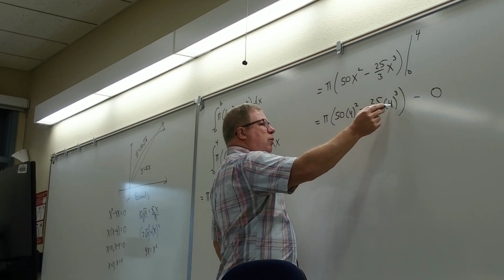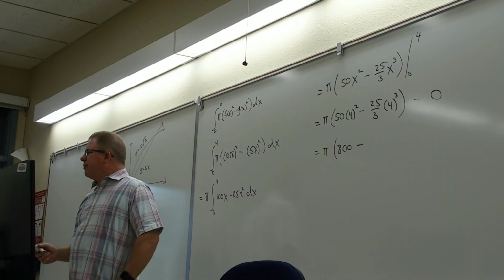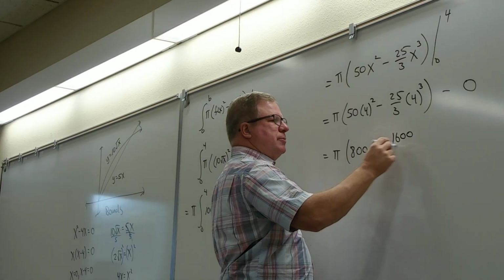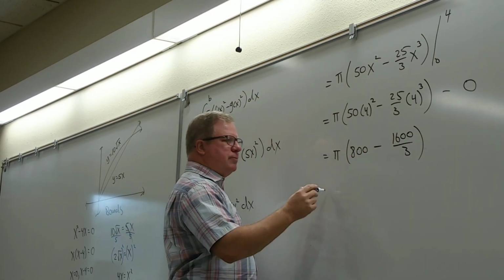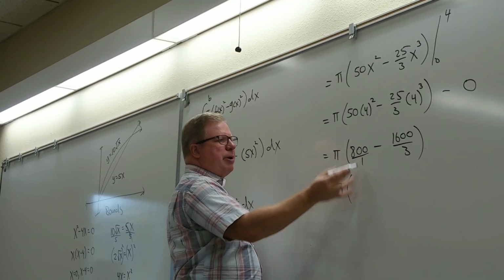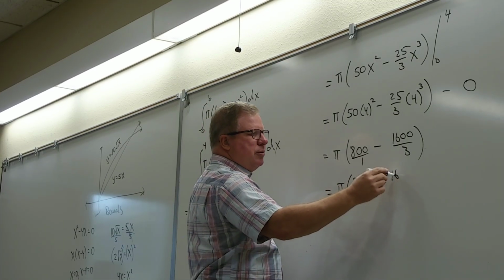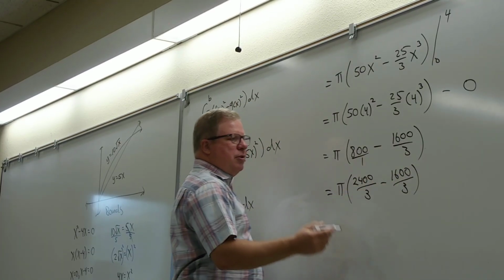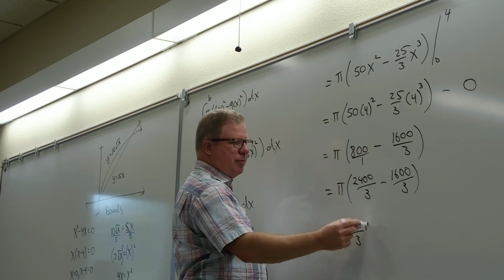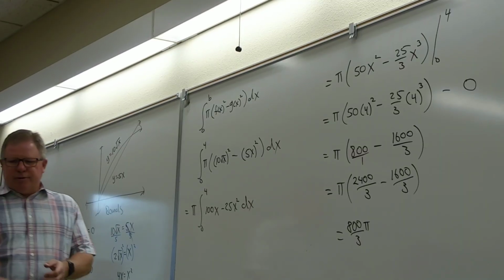And here we got 64, 4 to the third is 64. How about 64 times 25? 1,600? I'm going to get a common denominator. This is over 1, so multiply by 3, top and bottom. 2,400 over 3. 2,400 minus 1,600 is 800. That should be it.